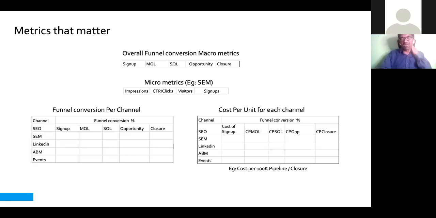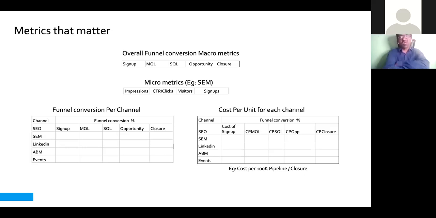This is very important because if you live in a world where you keep saying LinkedIn is working because you're generating a lot of leads, but they're not converting into a pipeline or into a closure, there is no point in generating those leads, right? So it's extremely important to go down the funnel all the way from MQL to SQL to opportunity to closure, and really look at what channels are helping you with leads which are actually converting into customers.